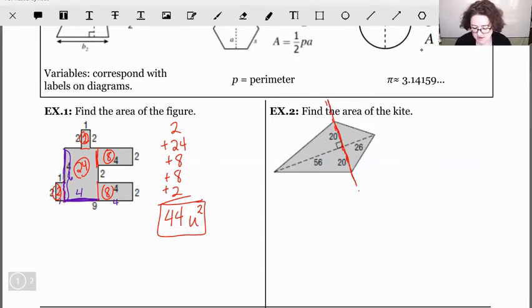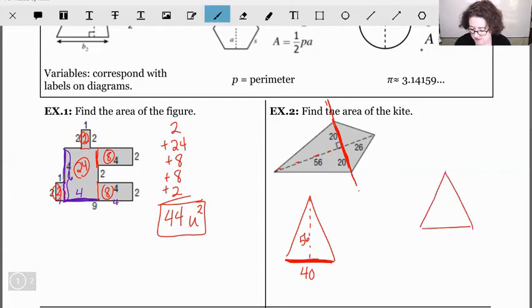So I have my triangle on the left, which if I redraw that, see that the shorter base is this guy from the middle. Well, that whole length is going to be 40. And the overall height, well, that's the 56. If I look at the small triangle on the right-hand side, then I have that same center piece of 40, but this one has a height of 26.